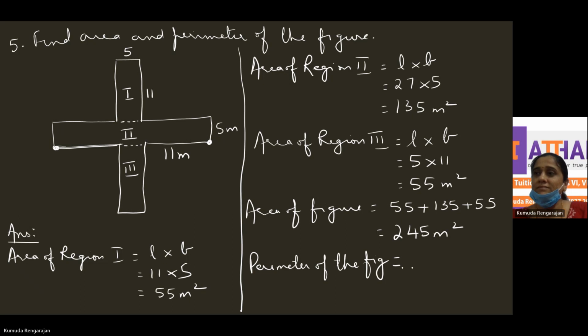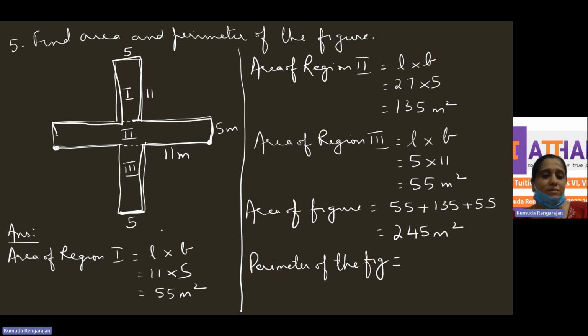Perimeter. Shall we do it together? Perimeter. So see here, we'll start from here. How much is this? 5. This one, 5 plus 11 plus 11 plus 5 plus 11 plus 11 plus 5 plus 11 plus 11 plus 5 plus 11 plus 11. Correct? Do that and tell me the answer.